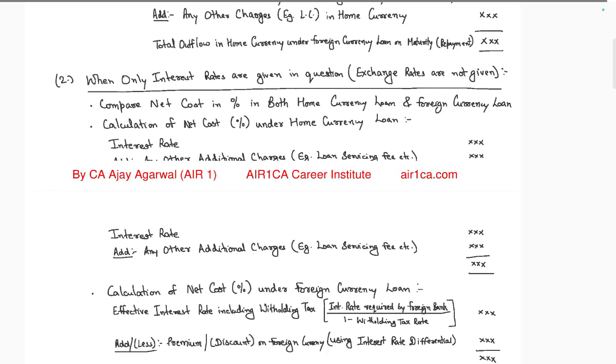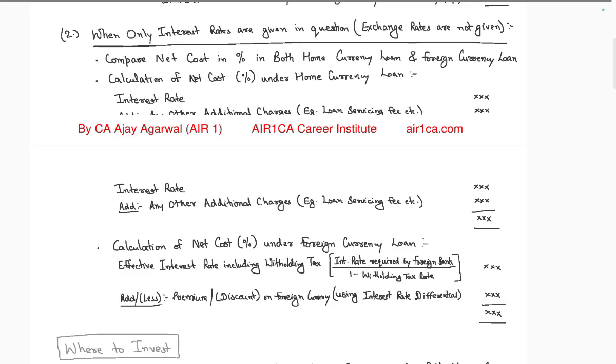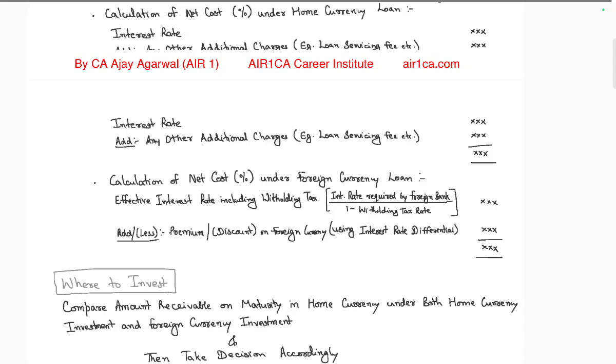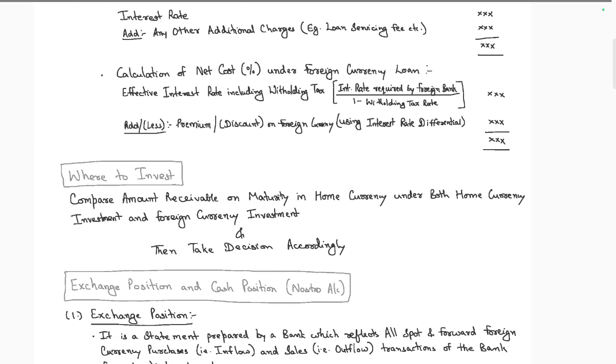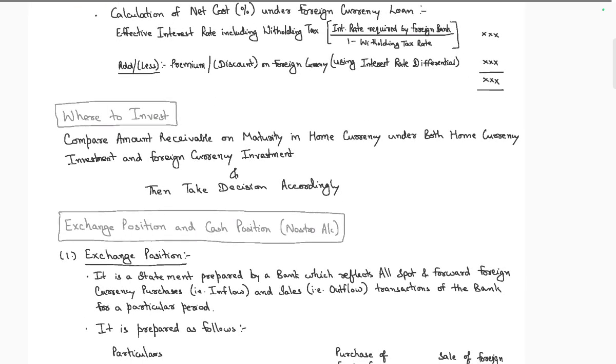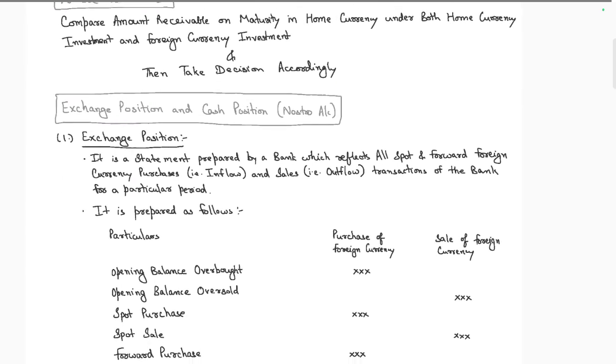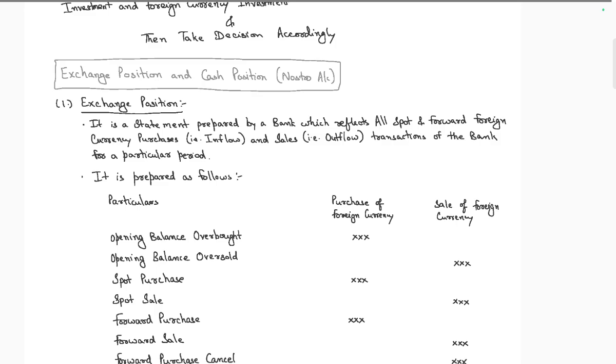If only interest rates are given, compare the net cost percentage in both currencies. Calculate the net cost percentage as interest rate plus additional charges and the services. Calculate the net cost of foreign currency as the effective interest rate, including the interest rate and the premium or discount. Where to invest: compare the amount receivable on maturity in the home currency and the foreign currency, and take the ratio accordingly.